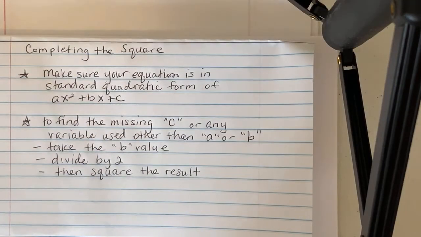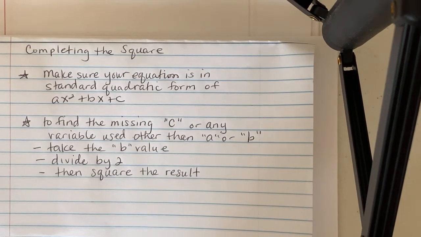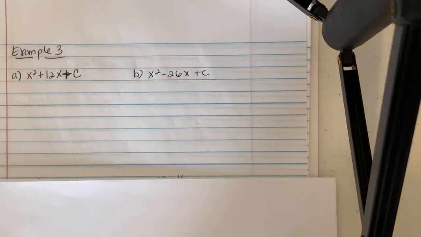You're probably wondering why we were doing that. Well, the next section is called completing the square. So in order to do completing the square, you have to make sure that your equation is in standard quadratic form of ax squared plus bx plus c that we learned back in chapter 4. Then you need to find the missing c value, or basically it could be any variable used other than a or b. Most books use the letter c, some might use a letter n, some might use the letter k, for example. So the first thing you need to do is take the value of b and divide it by 2, then square the result.